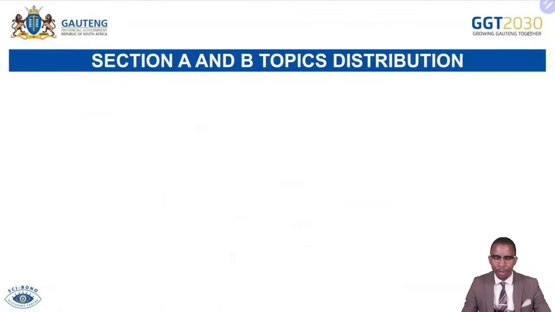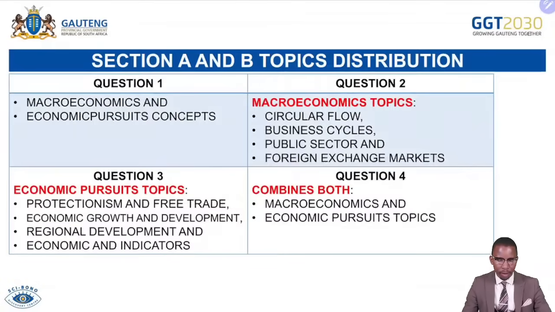Section A and B, topics distribution. Let's check Question 1. We have macroeconomics and economic pursuits. Remember, your Question 1 is out of 30 marks. Topics you can expect for macro: circular flow, business cycles, public sector, as well as the foreign exchange markets. And your Question 1 also covers pursuits: protectionism and free trade, economic growth and development, regional development or industrial development, as well as indicators, mainly both social and economic indicators.